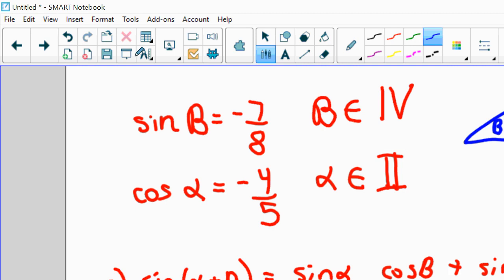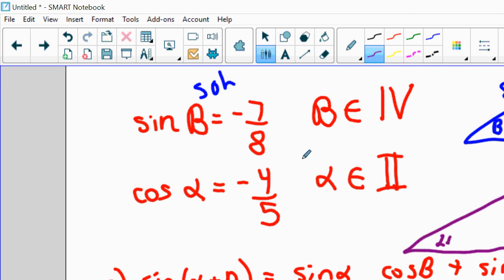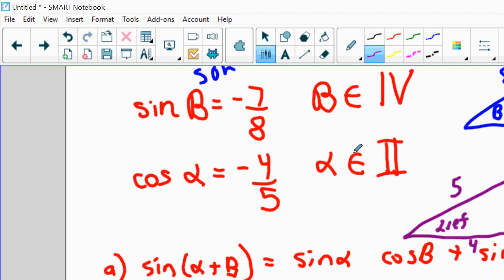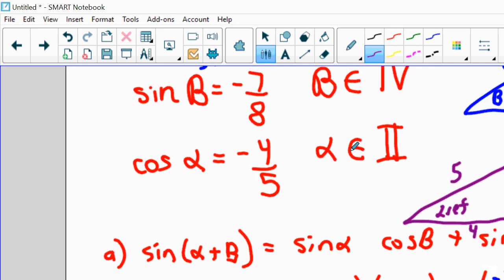And I'm going to say so. I'm going to go 7/8. 64 minus 49, square root of 15. And then I'm going to do myself an alpha reference. And I'm going to go, a 4, 5, 25. Oh, duh, 3. 3, 4, 5 triangle.